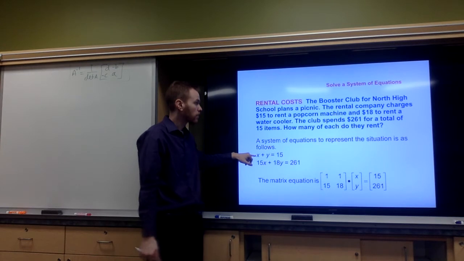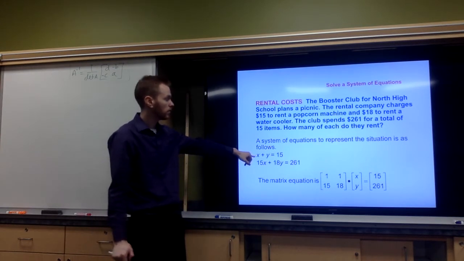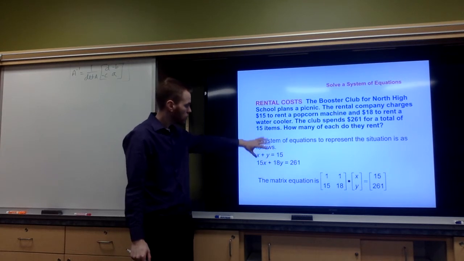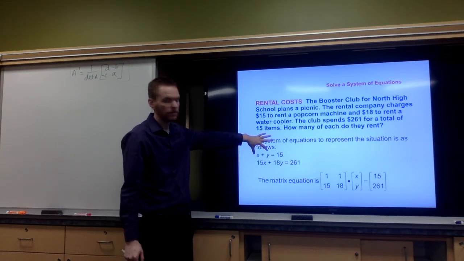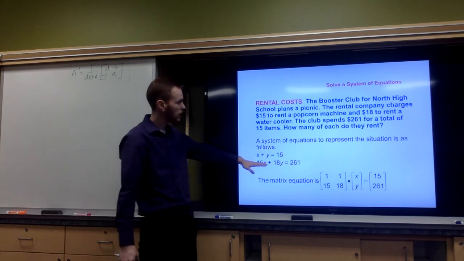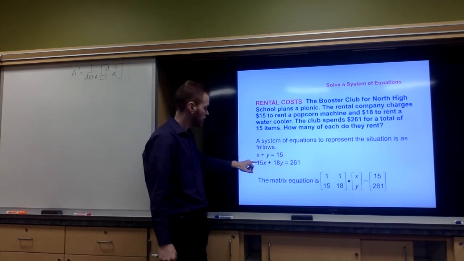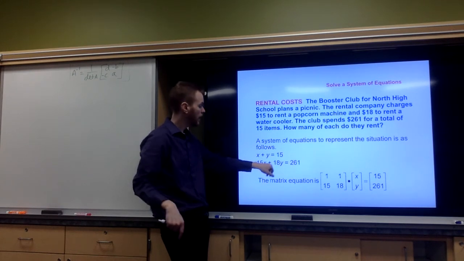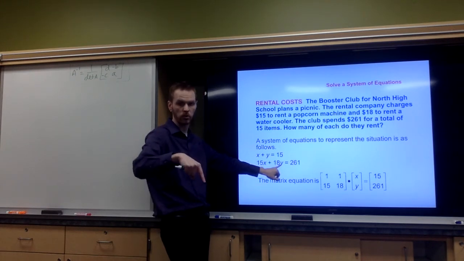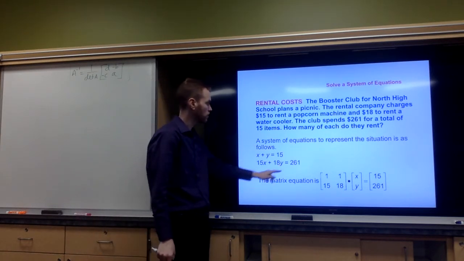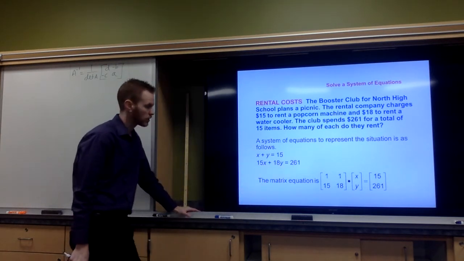X, well, that could represent what? Popcorn machine. Y could be the water cooler. So if I add the number of items here, I should get 15. That's my first equation. My second equation is the price, right? 15 times how many popcorn machines I have, 18 times how many water coolers I have, right? So that should add to $261 total is what they spend.